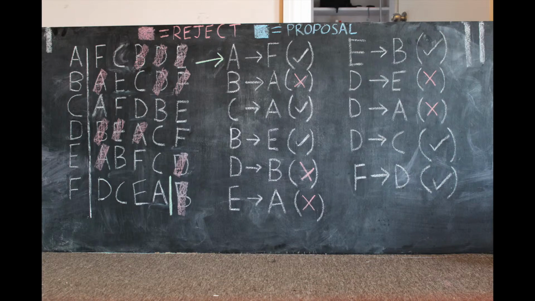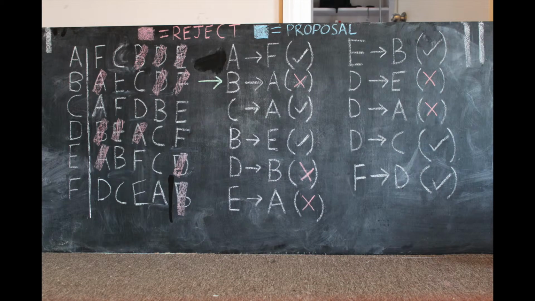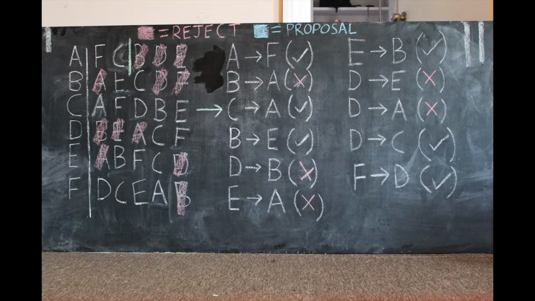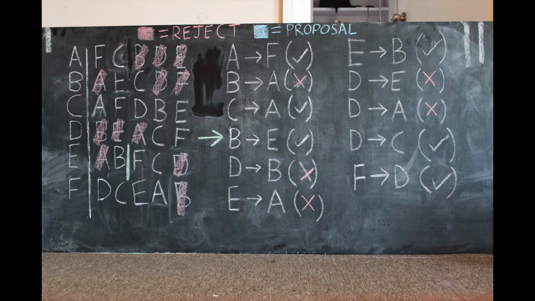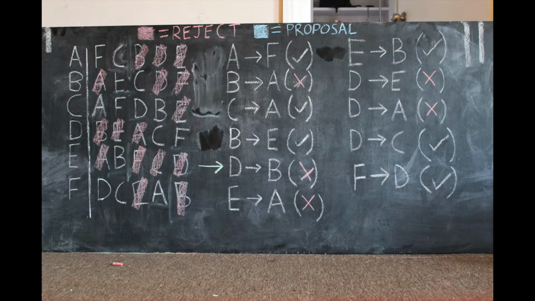Next up is B and A, which was rejected, so is not considered. C and A is accepted, so we look to see if there's anything worse for A than C, which there is not, so we cross out nothing. Now we look at B and E. E likes B more than F and C, so we can get rid of those pairings. Both D and B and E and A were skipped over as they have already been rejected.